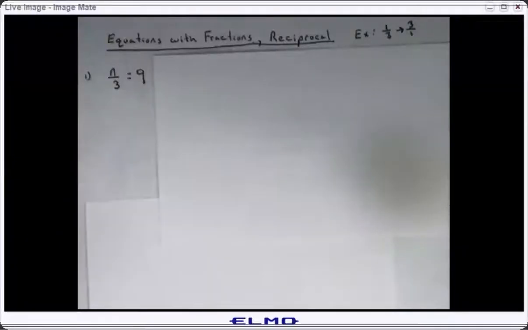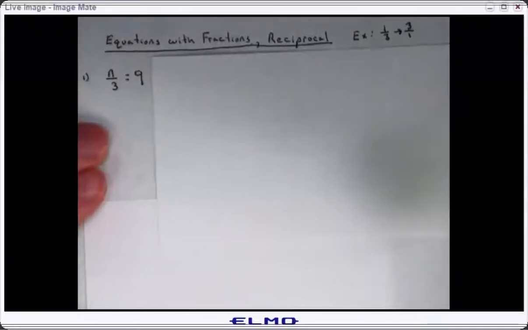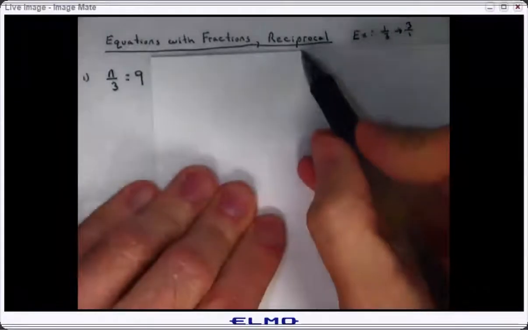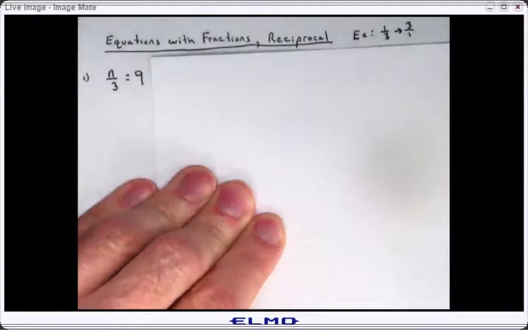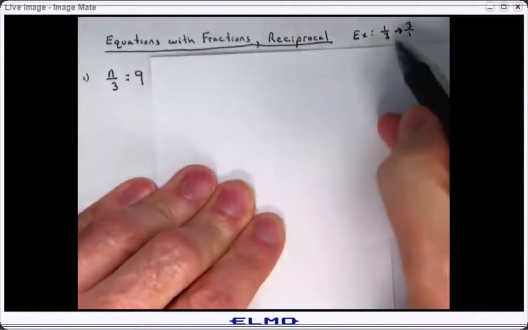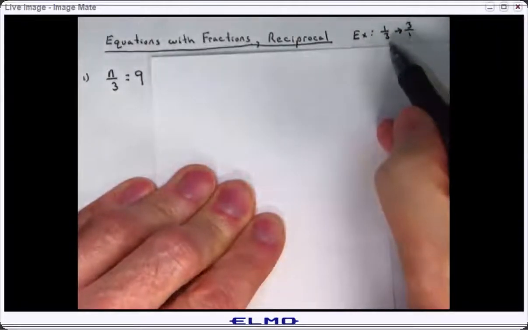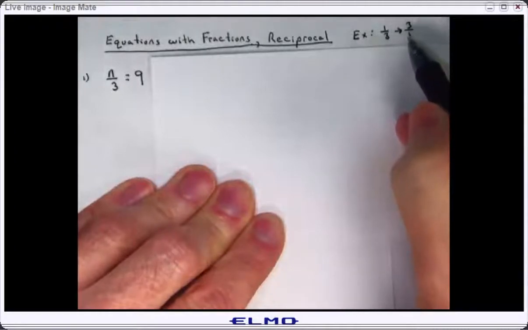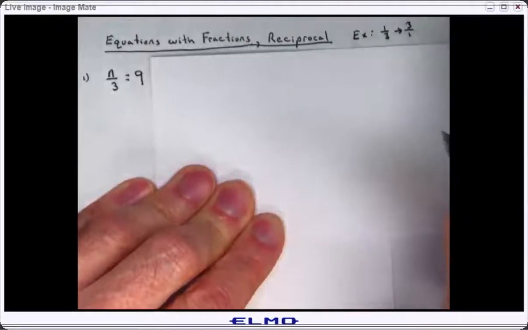This video is on equations with fractions. We also need to talk about reciprocal. The official definition of reciprocal is two numbers whose product is 1. But a good way to think about a reciprocal is just a fraction or number flipped upside down. The reciprocal of 1/3 is 3/1. The reciprocal of 3 is 1/3. You just flip it upside down.